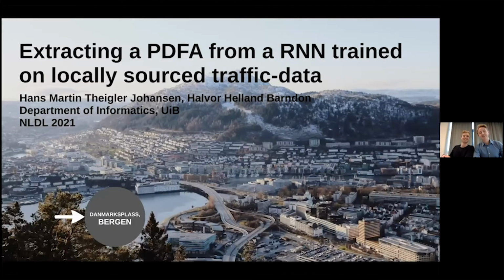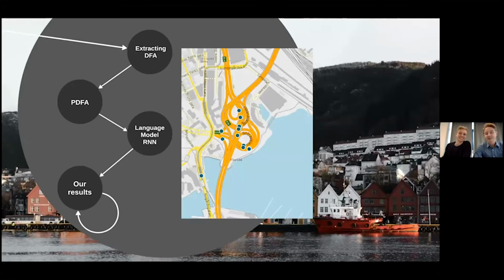Okay, sorry guys. So these are the three things that we'll have to go through before getting into some of our results. The primary thing is the extraction of a regular DFA, which is a deterministic finite automaton. We'll talk about the probabilistic extension of that DFA. We'll then go into the relationship with the language model recurrent neural network, and then we'll go into our results. The junction on screen here is where the measurements have been taken. We'll explain the data set further on.